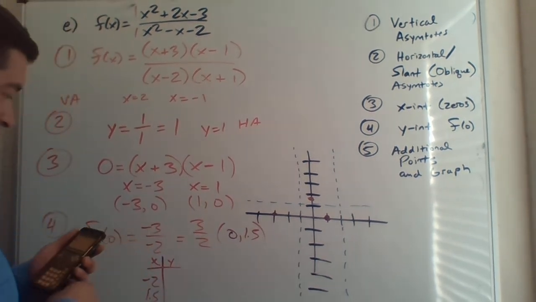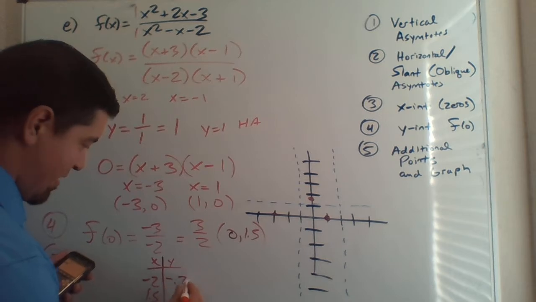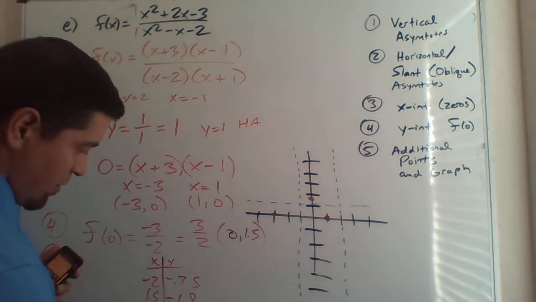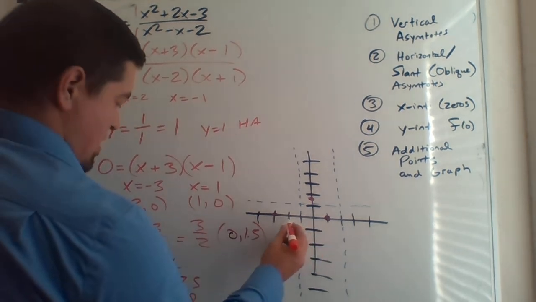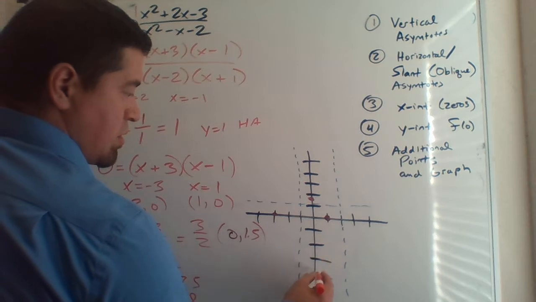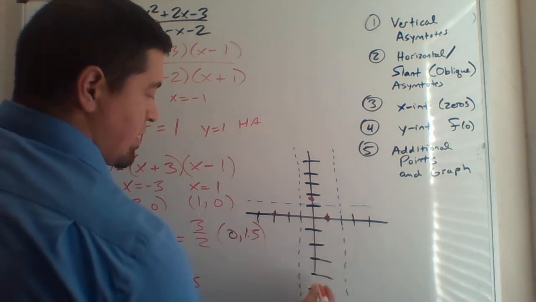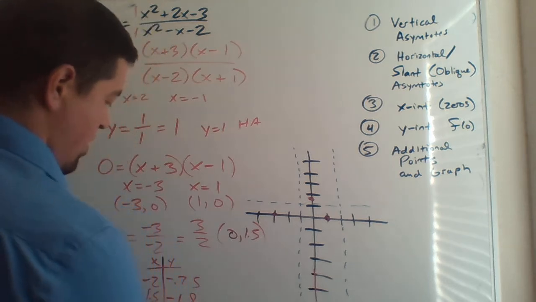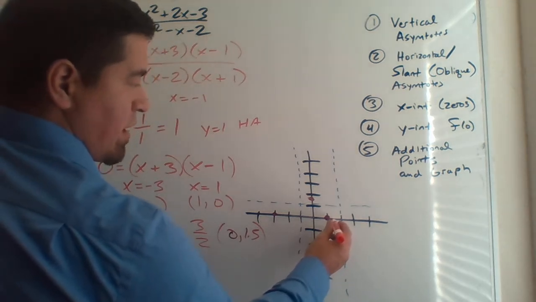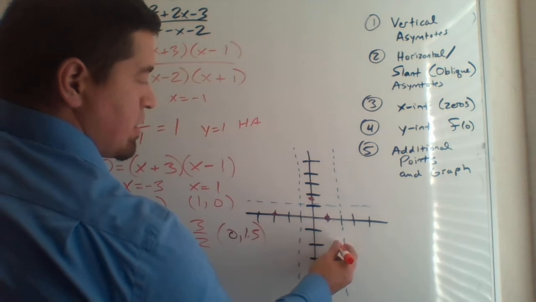Okay, so using the calculator, I got negative 0.75. I also got negative 1.8 and 3. I can go ahead and graph those points. So negative 2, negative 7.5, 1, 2, 3, 4, 5, 6, 7. Then 0.5 would be somewhere around here. 1.5, negative 1.8 would be about here.